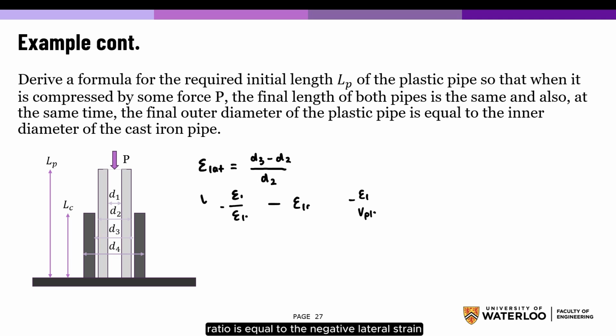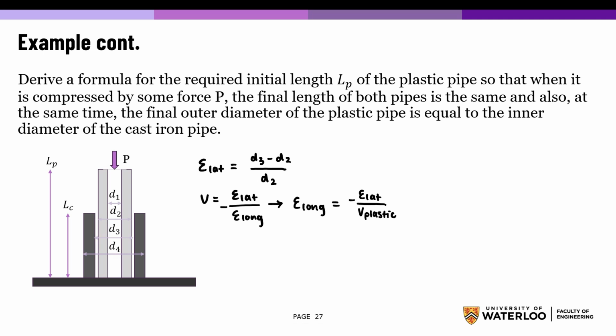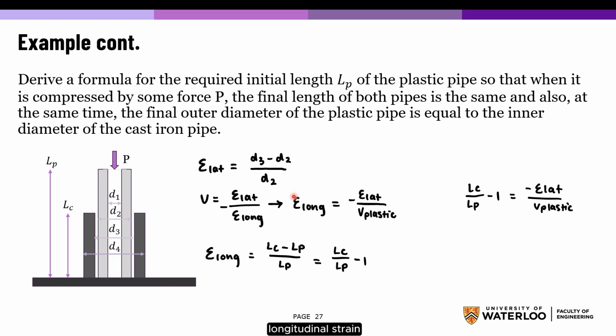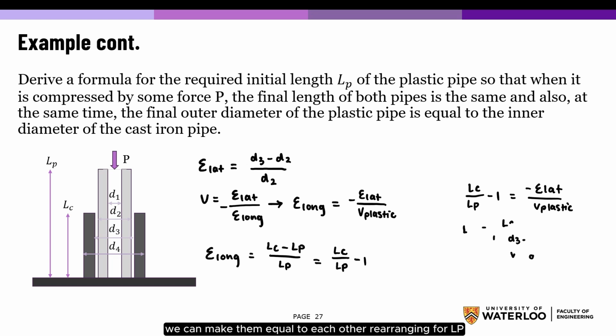Poisson's ratio is equal to the negative lateral strain over longitudinal strain, which we can rearrange for longitudinal strain. Longitudinal strain is also equal to the deformed length minus the original length over the original length, and we can rewrite this as LC over LP minus 1. Now, since both of these equations are equal to longitudinal strain, we can make them equal to each other. Rearranging for LP, we get the following formula, where LC is divided by 1 minus D3 minus D2 over VP multiplied by D2.